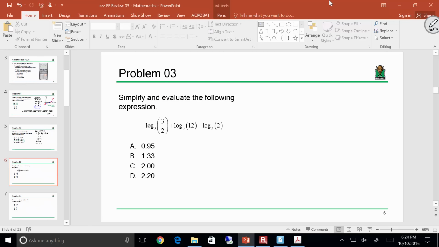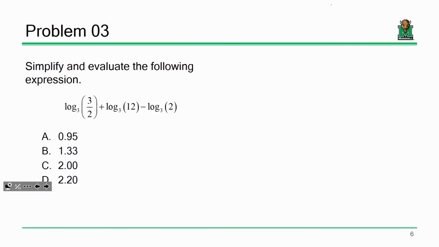Okay, now, this one's probably going to flex your use of the manual a little bit more because it's been so long since you've done stuff like this. Okay, simplify and evaluate the following expression. So how much experience do you all have with logarithms? You can put it all in one equation, right? We say log base 3 of 3 halves plus 12 minus 2, right? Times 12. There we go. Now you're remembering it. There you go.